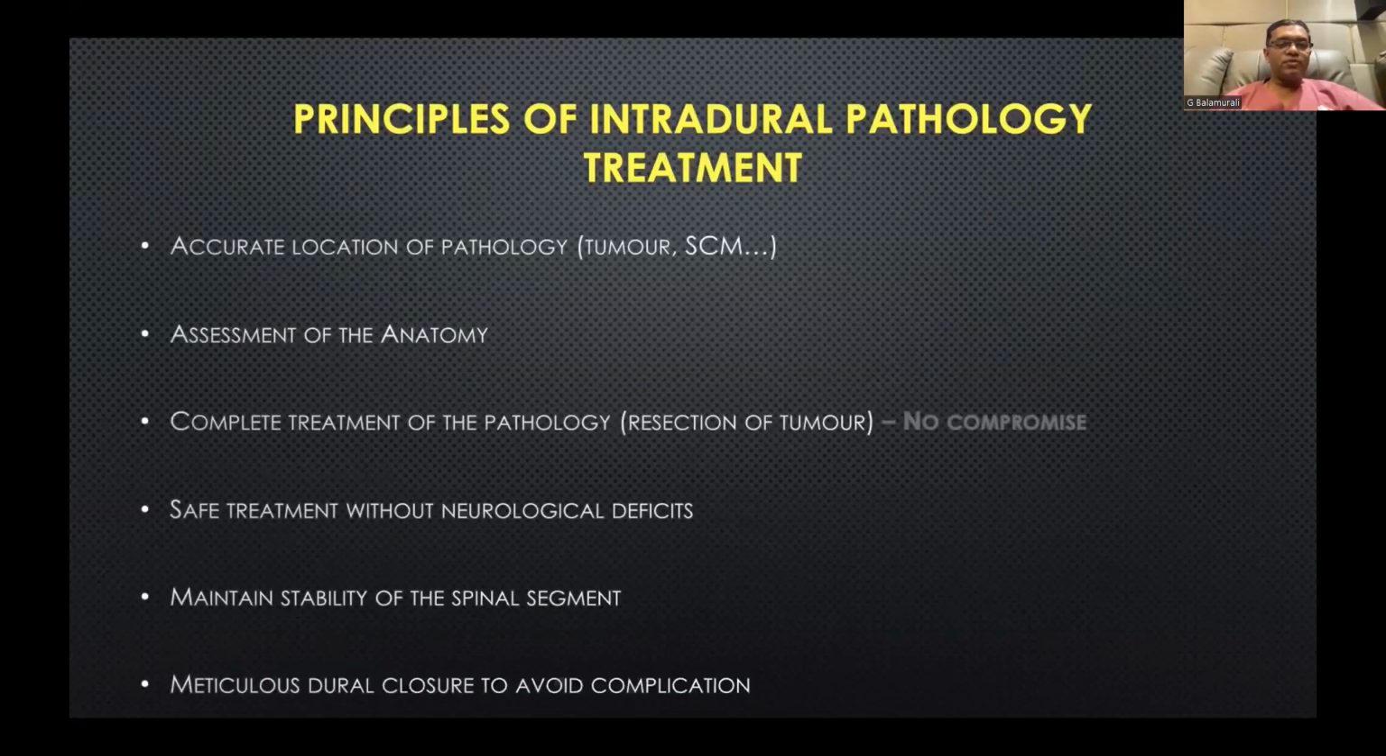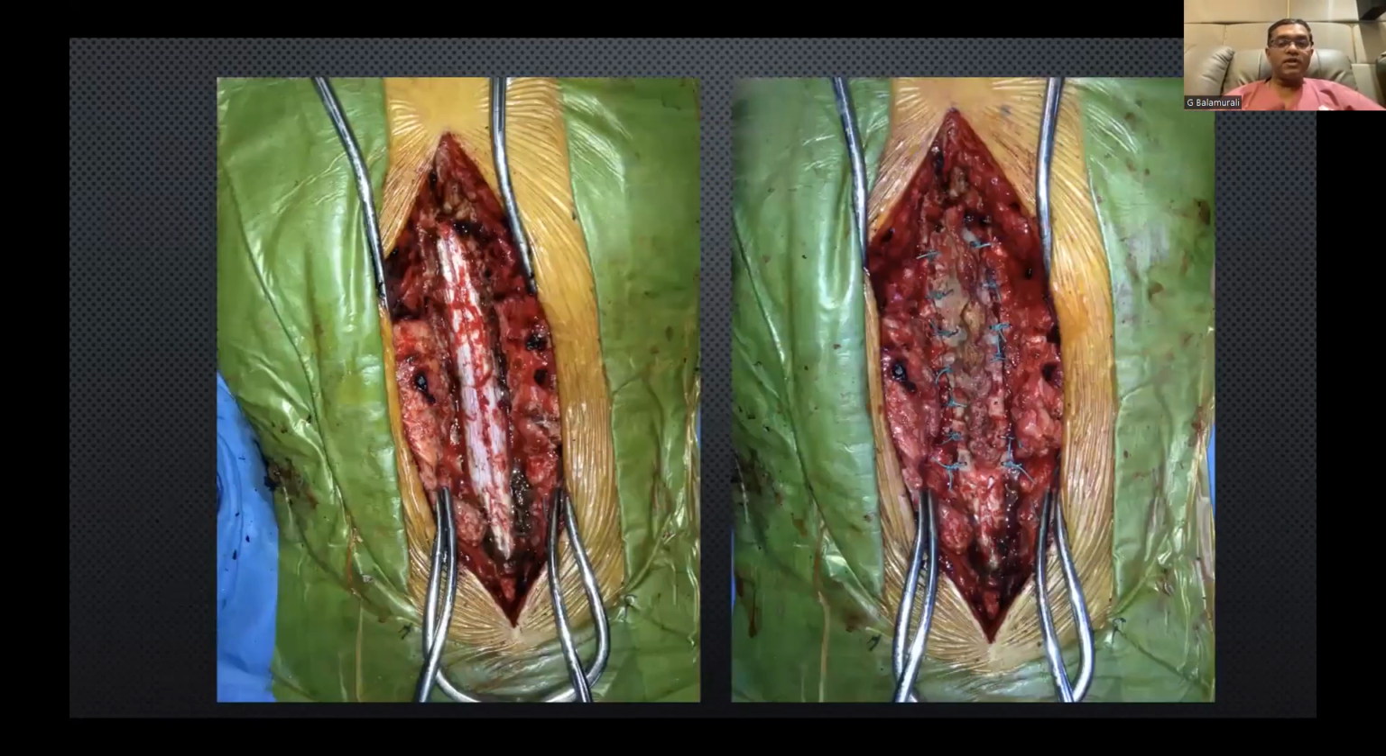The principles of tumor removal are accurate location of the pathology, assessing the complete anatomy, complete treatment and total resection, safe treatment without any neurological deficits, maintaining stability of the spine, especially at the junctions, at the cervicothoracic or the thoracolumbar, and a meticulous dural closure. If you're not able to achieve any of these, and if you're not confident to achieve any of these, you should not be doing it through small tubes or minimally invasive approaches. You could do a conventional approach.